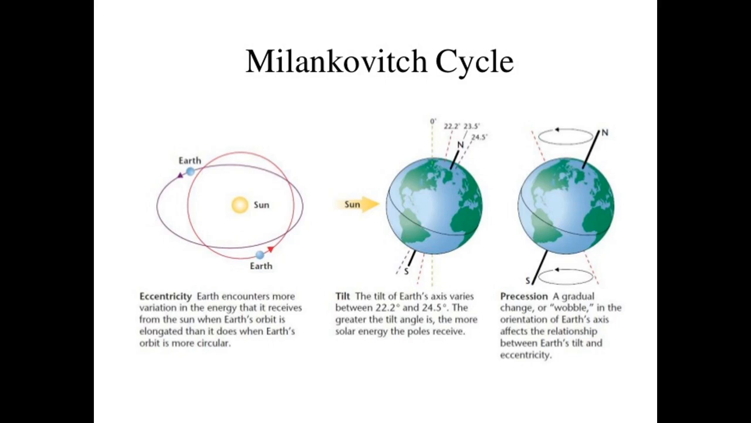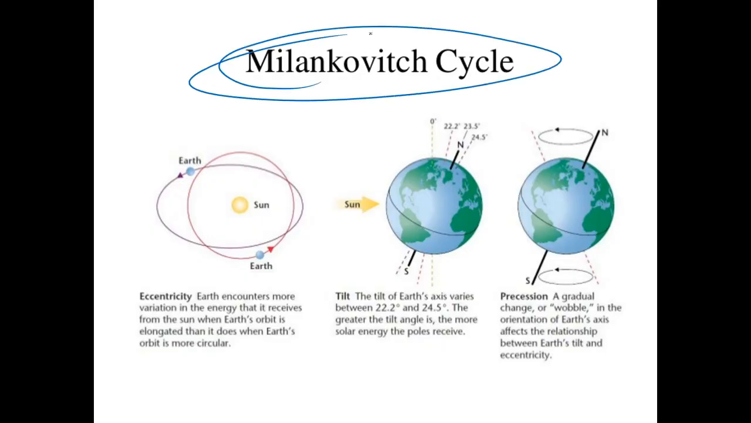The reason that we get these cycles comes from something called the Milankovitch cycles. Milankovitch cycles are natural changes that happen in Earth's orbit. Sometimes Earth gets further away. The orbit of Earth gets more elliptical than circular, so Earth can get further away from the sun.